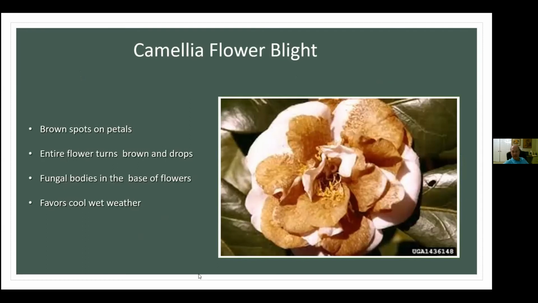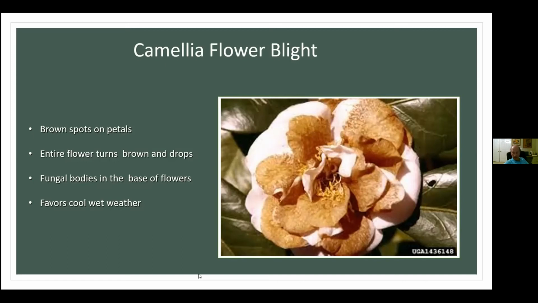Flower blight of camellia flowers begins with the development of brown spots on the petals. Not all the blossoms are affected. Leaves, stems, and roots are not attacked. These blights quickly enlarge until the entire flower is brown and dry and leathery and drops from the plant. Dark brown veins in lighter brown petals are a characteristic symptom of this disease.